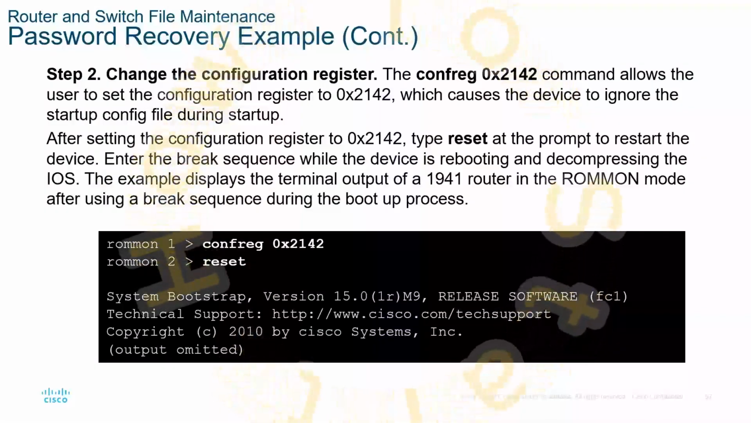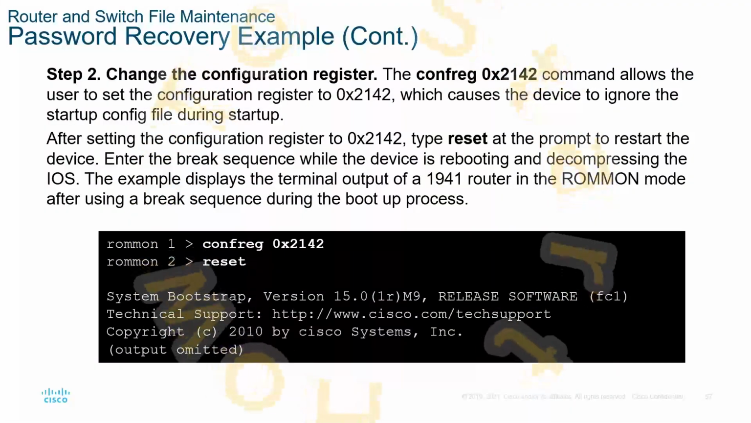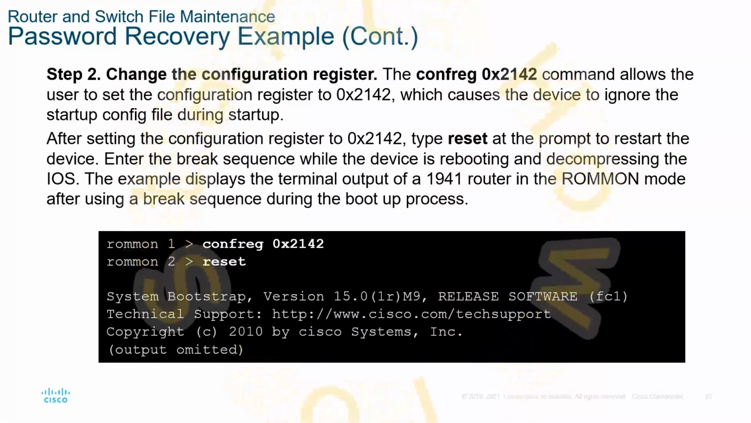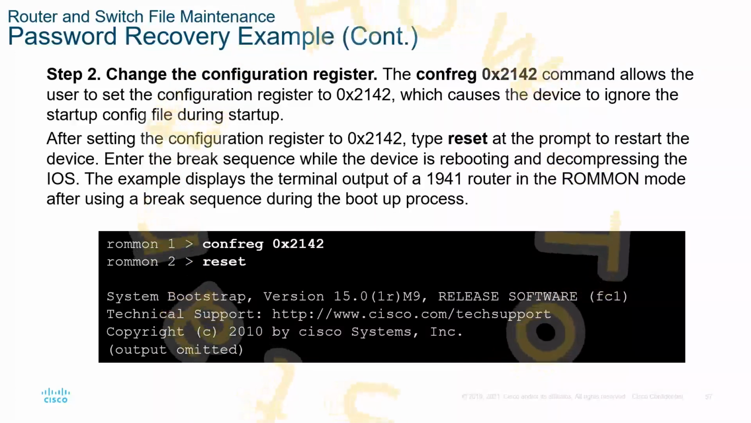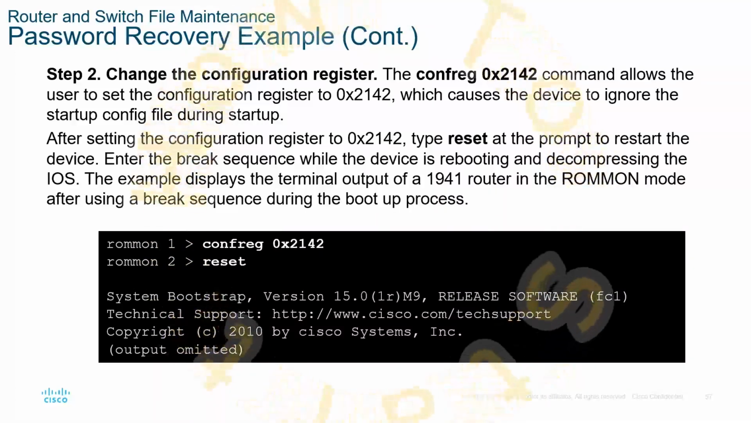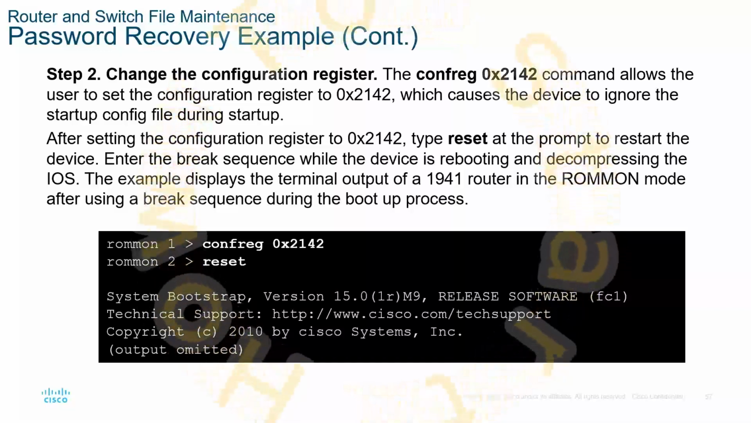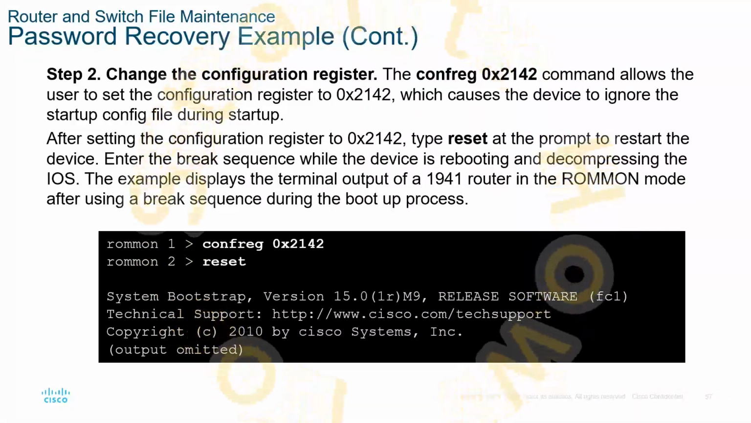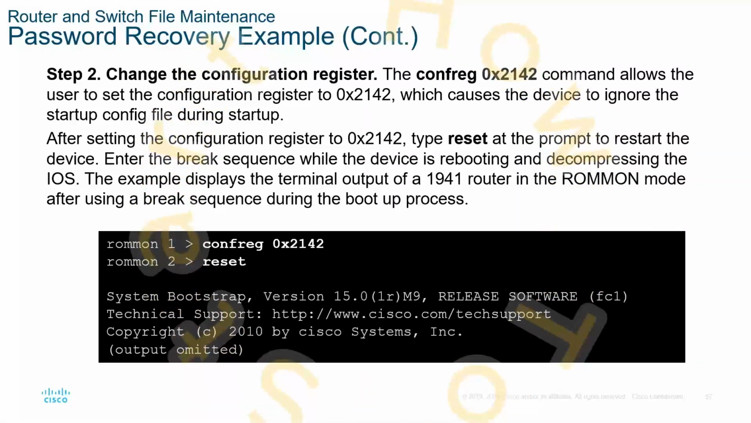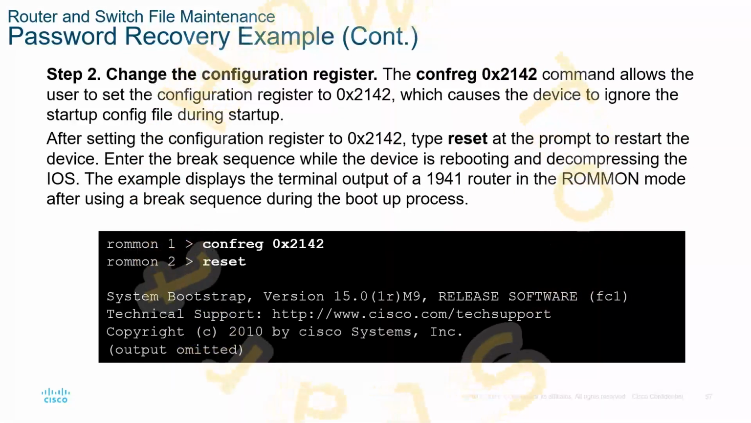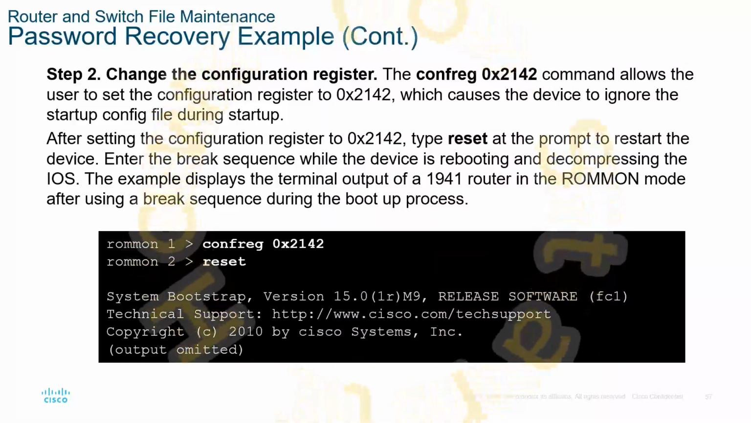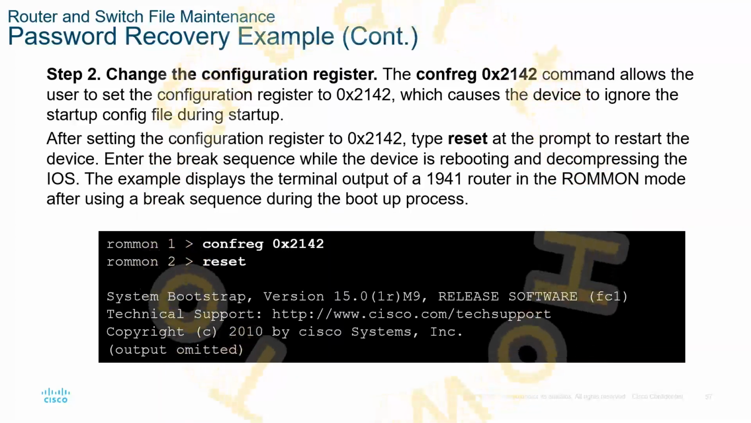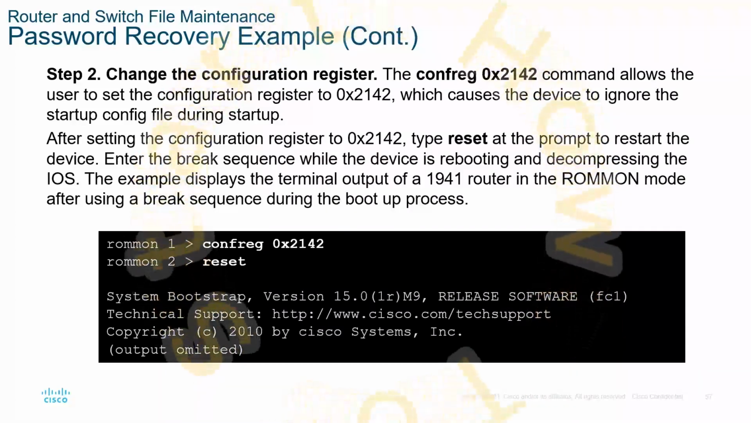From there, we need to configure the register to be 0x2142. And we do that by doing a confreg 0x2142. Hit enter. That will get you into rommon 2. From there, you would hit reset. The register that is set to 0x2142 basically says to not load the startup config, or to load the device with just a standard config and give you access.